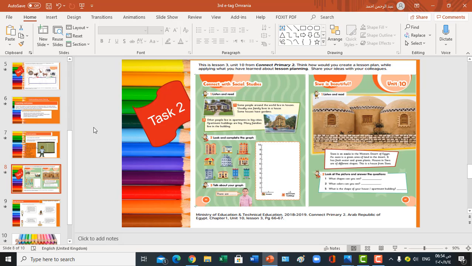Finally, we came to the second task. It's lesson 3, unit 10 from Connect Primary 2. Think how you would create a lesson plan. This is your area. You should write down a lesson plan while applying what you have learned about lesson planning. Share your ideas with your colleagues, so you will answer this task in the file. I uploaded it on Google Classroom. I'll show you where the homework is now.